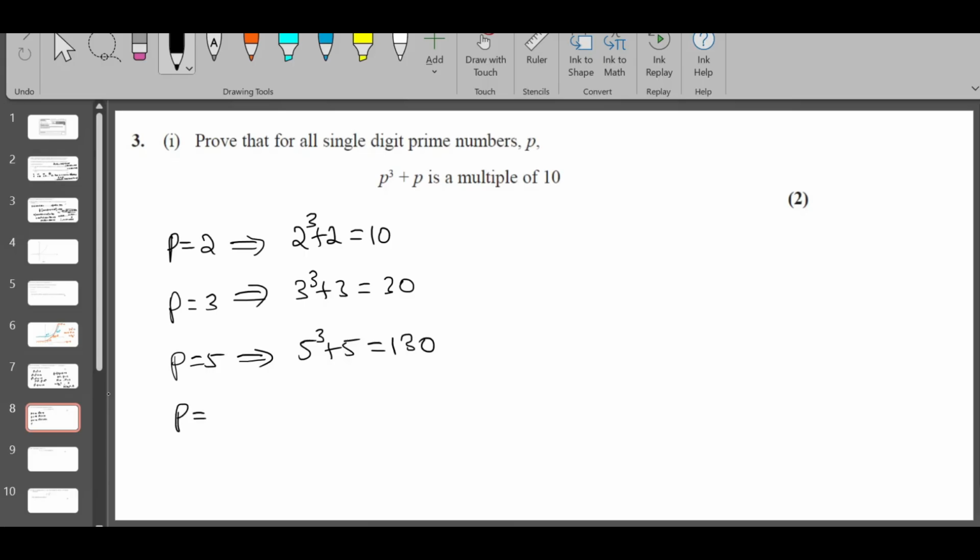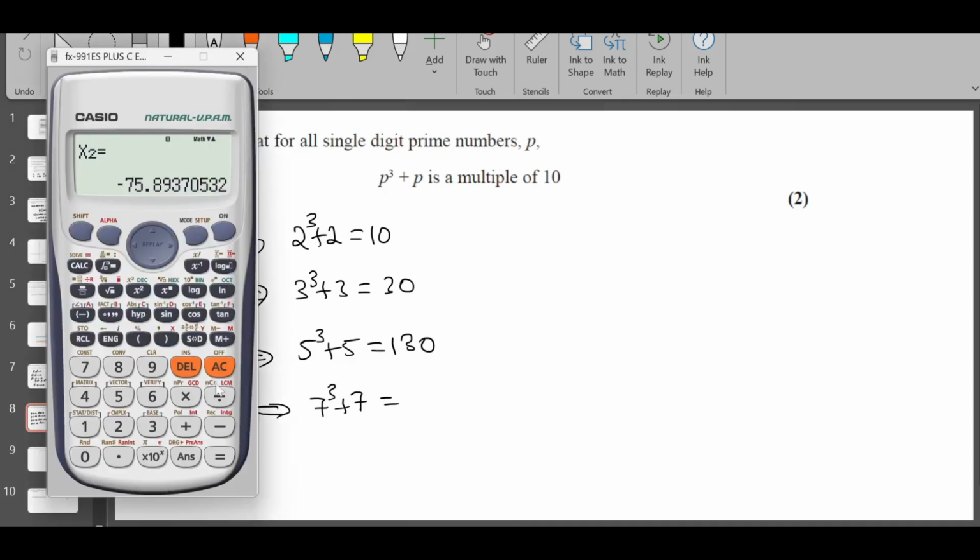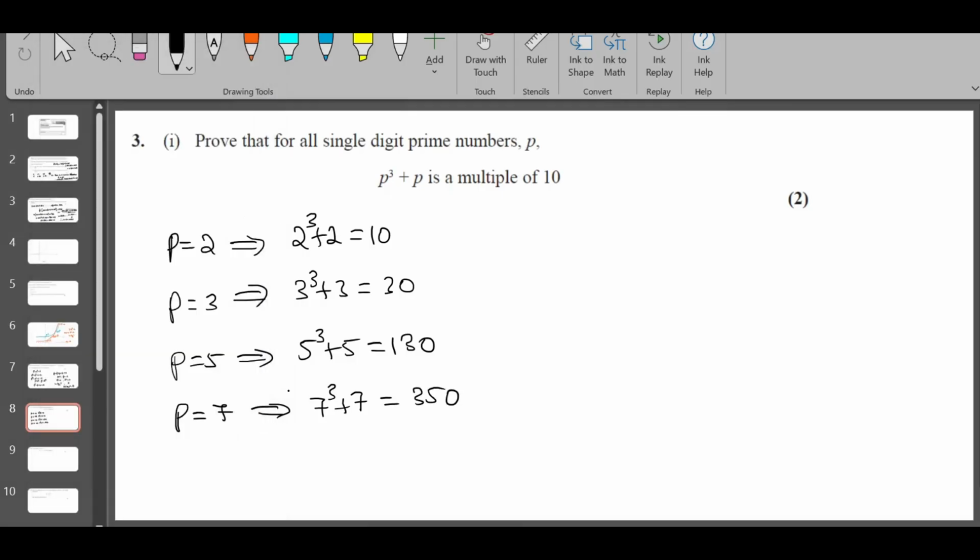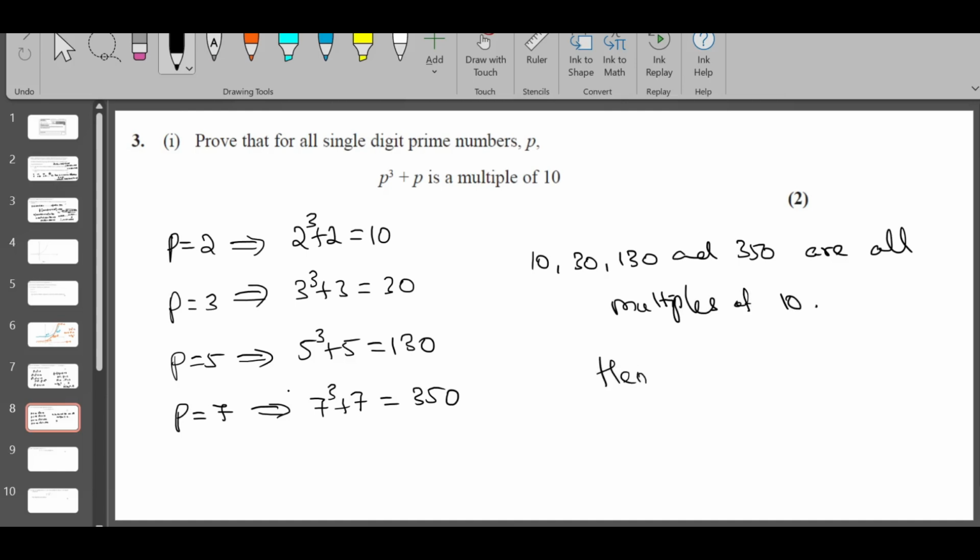And then the next prime number, not 6, 7. 7 cube plus 7 is 350. And then 8, 9, 10, that's all. So you can write 10, 30, 130 and 350 are all multiples of 10. Hence proved. This is proved by exhaustion actually. So we need to prove it for every single case.